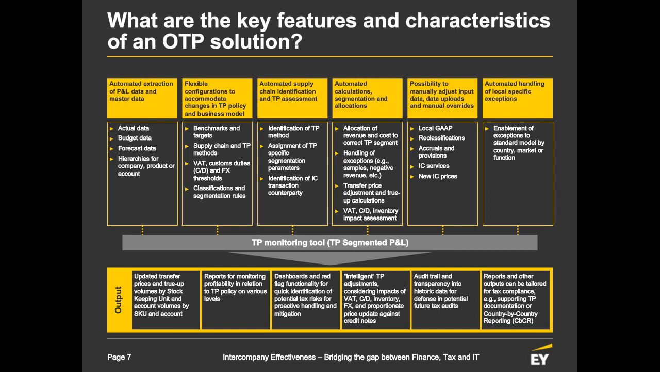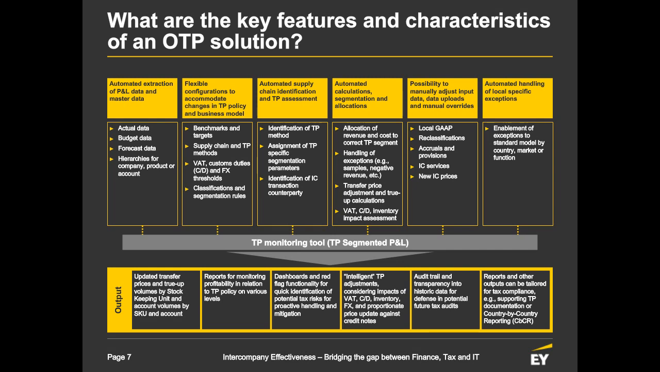And usually we see multinational organizations having this data in disparate sources. So our operational transfer pricing solution needs to be able to connect to multiple different data sources and automatically manage the extraction of that data into the calculation engine. That's step one. The next step is then to enrich that data with what we call transfer pricing master data.